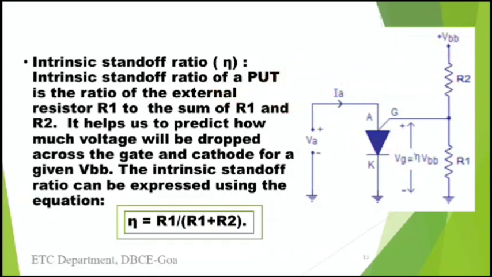Now what is the main advantage of PUT? As the name suggests, programmable unijunction transistor, it is programmable. Programmable as in we can change the output according to whatever input we are giving it. It is clear from here that just by changing the values of the resistances R1, R2 and the power supply that we apply, we can get different values of VP.